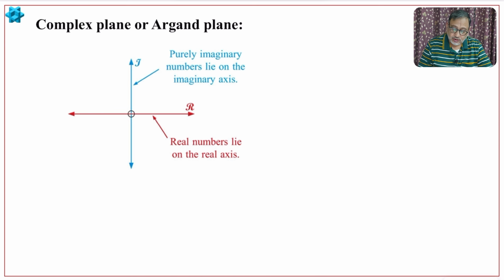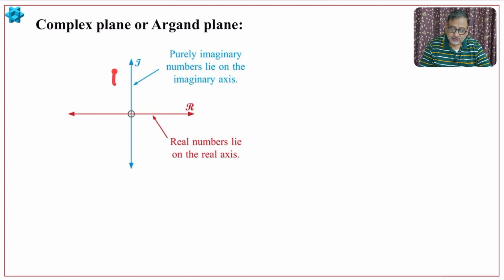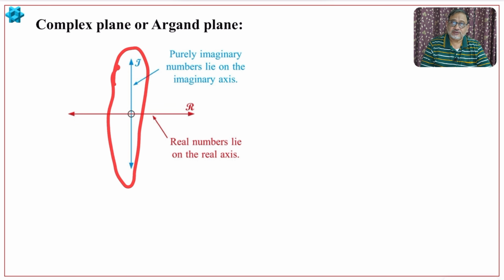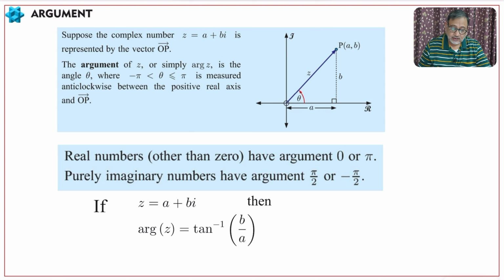So, on a complex plane or Argand plane, we take the real axis in place of the x axis, and we take the imaginary axis in place of the y axis, right. So, all the real parts of a complex number will be expressed like we express x, and all the imaginary parts of a complex number will be expressed as we express y, the y coordinate. Okay. So, argument of a complex number.